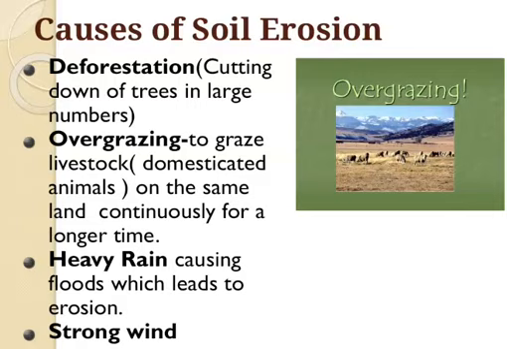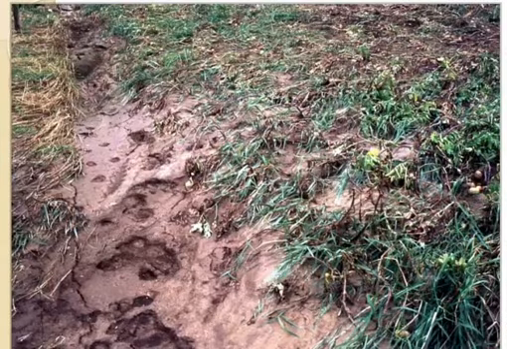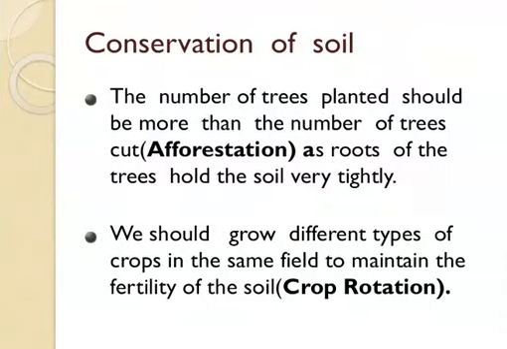Third one is heavy rain, which causes floods that ultimately lead to erosion. The last one is strong wind. This is how it looks after the soil erosion. We need to conserve the soil. It's very important these days. We need to conserve the soil. We need to conserve the plants.